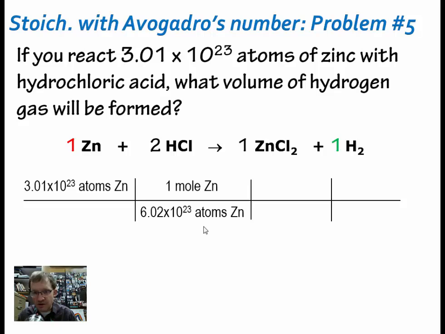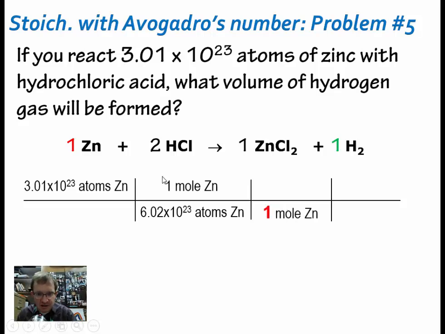And keep in mind, the question asks what volume of hydrogen gas. It's not asking about the acid or the zinc chloride, it's asking about the hydrogen. So in this step, we'll link the zinc to the hydrogen gas. Now, moles of zinc are on the top, currently on the right here, and so we're going to bring that down to the bottom, and in front of it goes a 1.